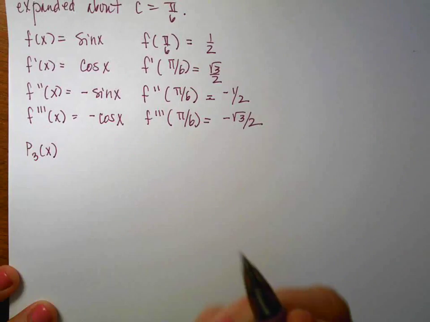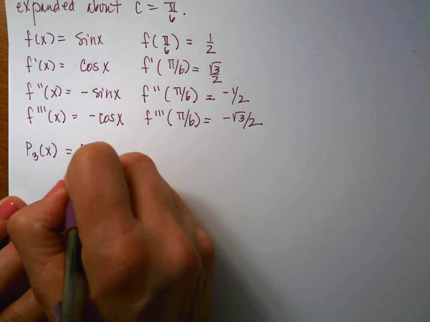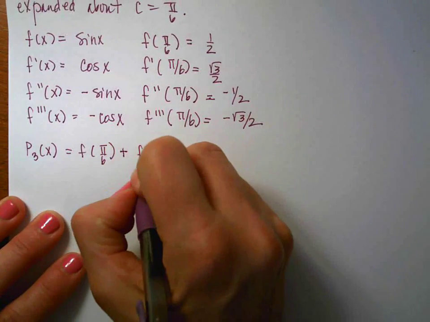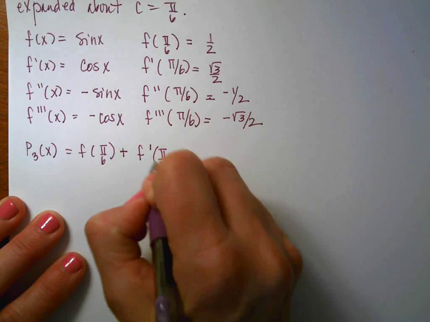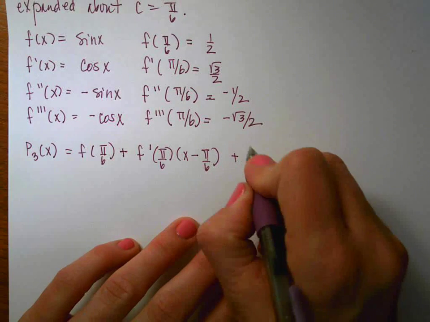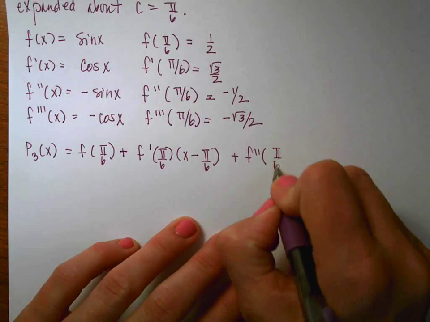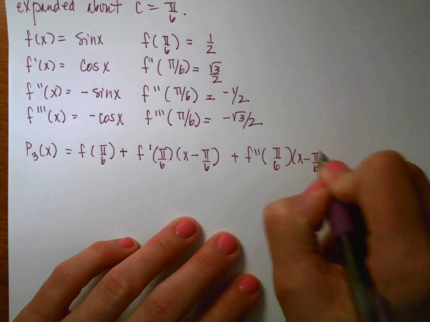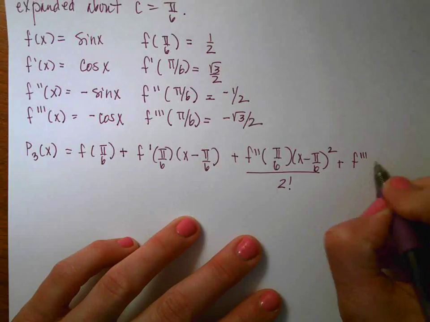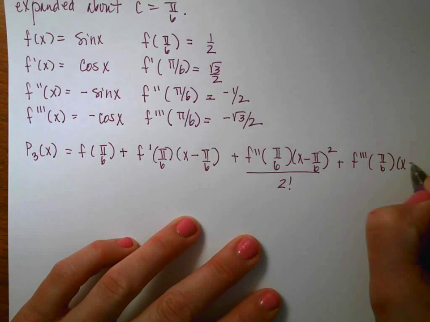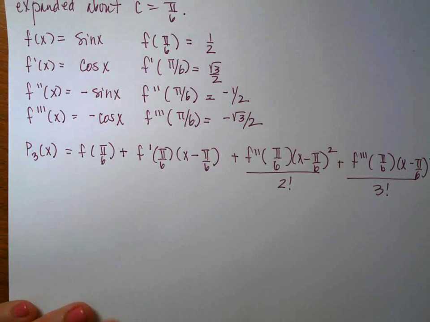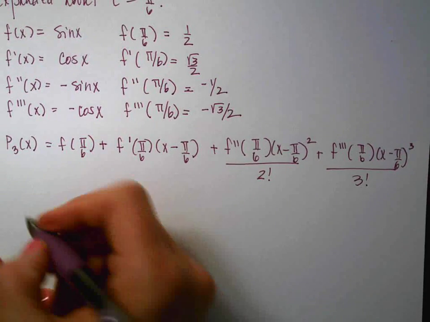The third degree Taylor polynomial is going to be f of pi over 6, plus f prime of pi over 6 times x minus pi over 6, plus the second derivative evaluated at pi over 6 times the quantity x minus pi over 6 squared over 2 factorial, and then the third derivative at pi over 6 times x minus pi over 6 to the third over 3 factorial. We have all these values, so I'm going to substitute everything in.